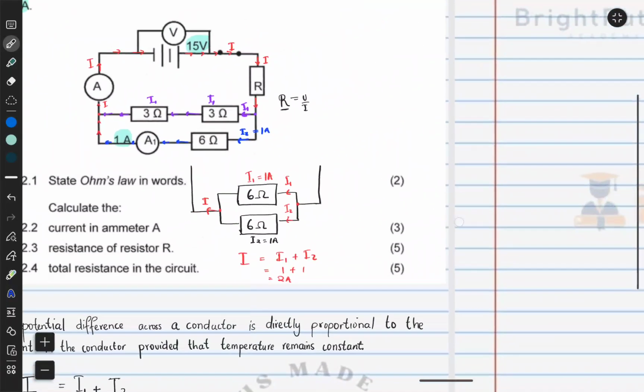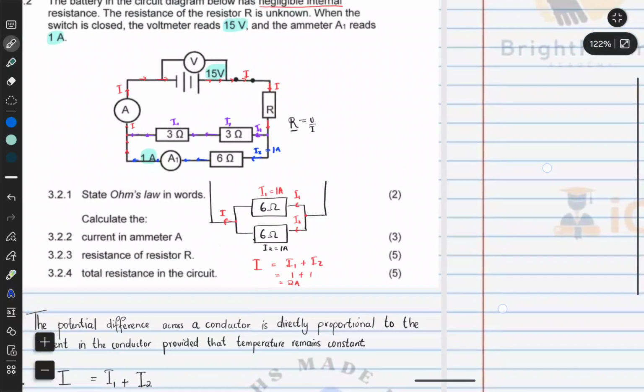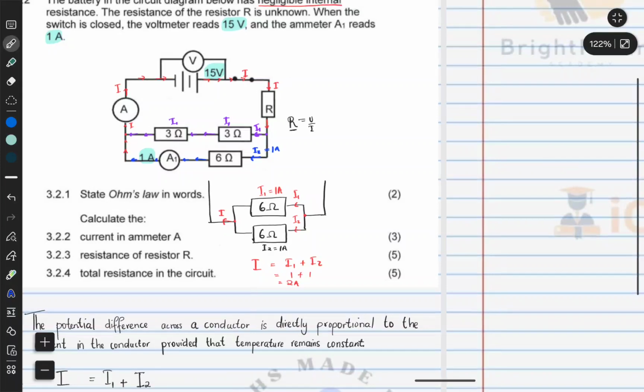That's what happens. Now, resistance of resistor R. To find resistor R, how do we go about it?